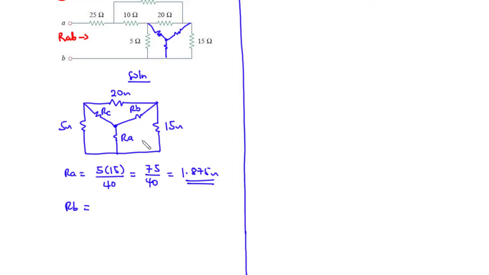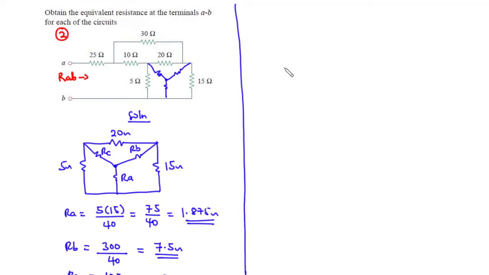Also for RB, we have 20 times 15, and that is 300 divided by 40. Now 300 divided by 40 is 7.5. So that is 7.5 ohms. And then for RC, 5 times 20 is 100 divided by 40, and that is equal to 2.5. Now let's redraw the circuit.